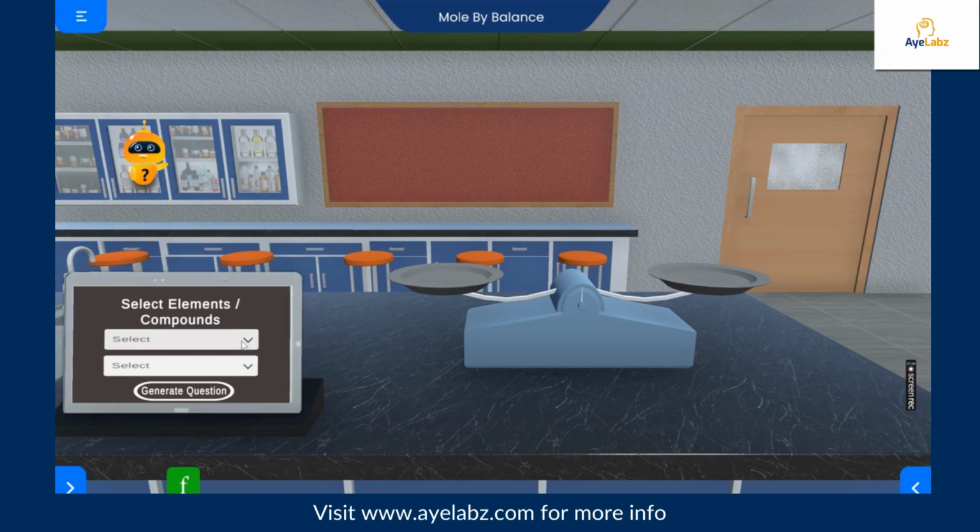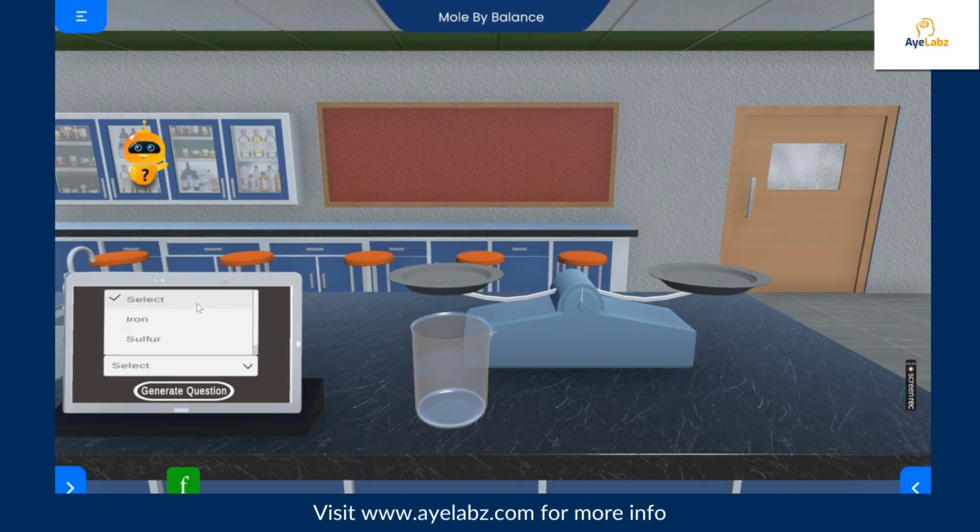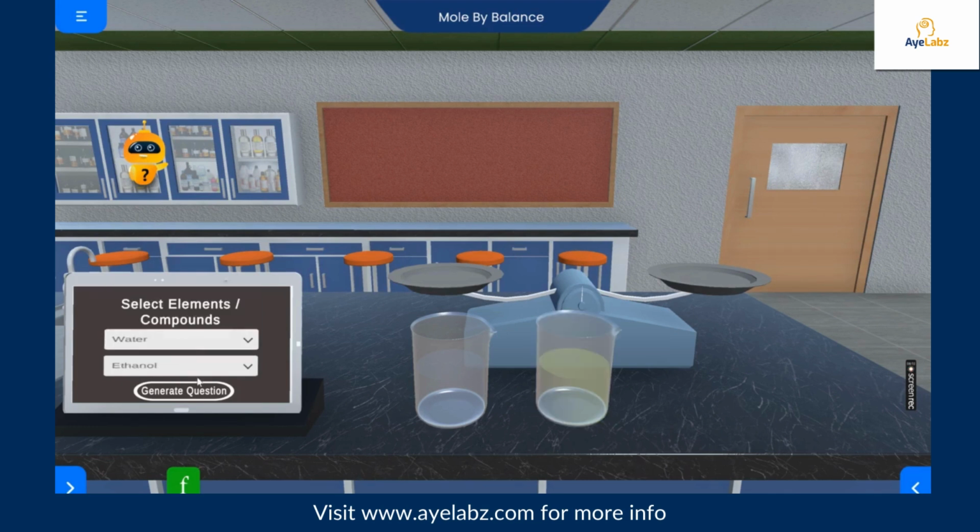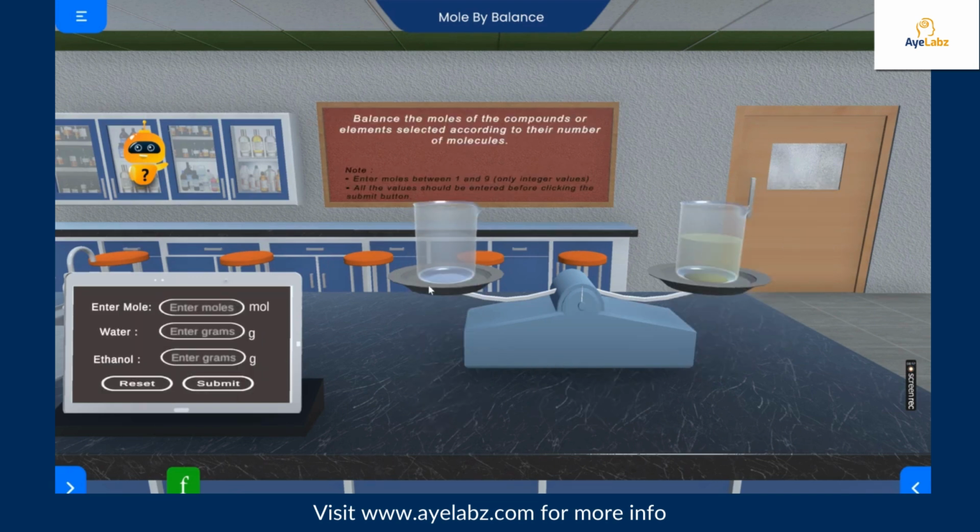Here we have 2 tabs to select the compound listed below. Here we have salt, that is NaCl, water and glucose for the first part. Let me select water. As a second compound, you can select iron or sulfur or ethanol. Let me select ethanol. By clicking on generate questions, the beakers are automatically placed on the balance.